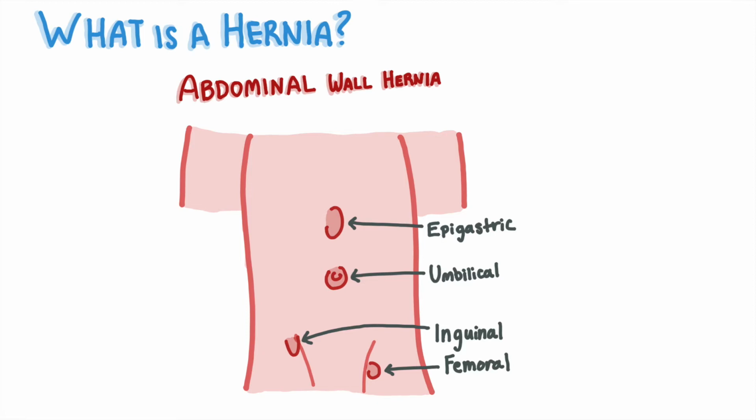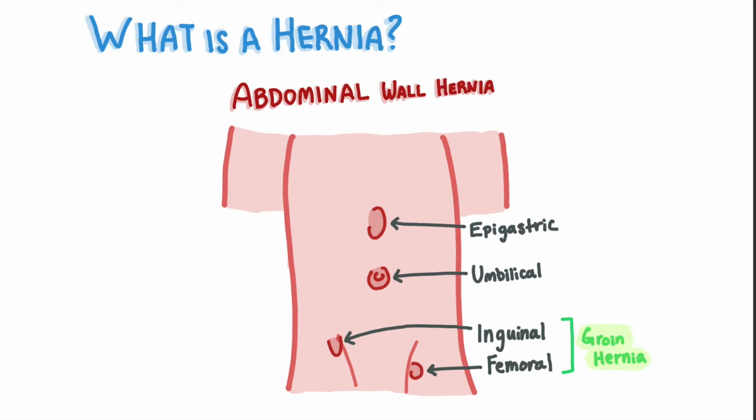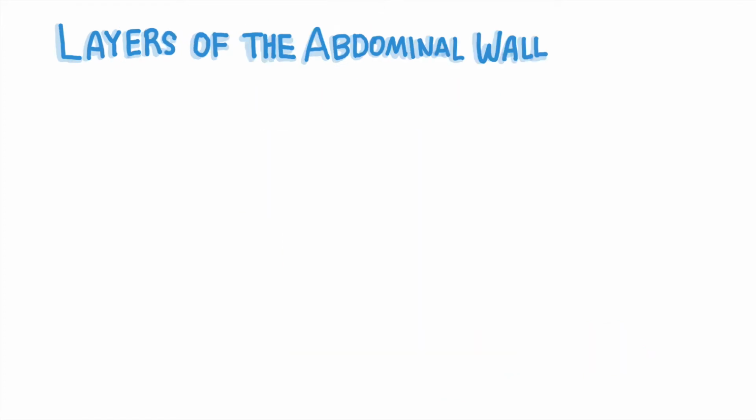The most frequent types of midline hernias are epigastric and umbilical hernias, as shown in this diagram, while groin hernias can be further classified into inguinal and femoral hernias. In the video today, we'll be focusing on the groin hernias, the inguinal and femoral hernias. First, let's talk about the anatomy of the abdominal wall and its relation to the wall of the inguinal canal and of the scrotum, as in the context of an inguinal hernia.